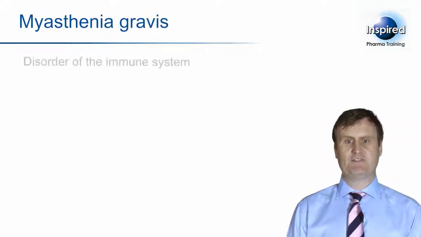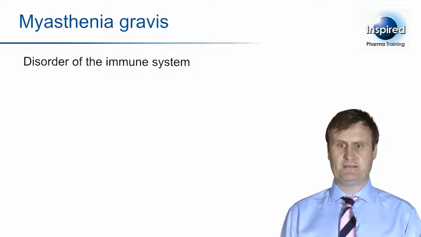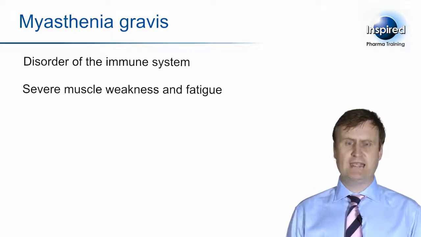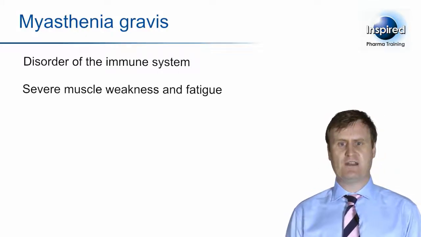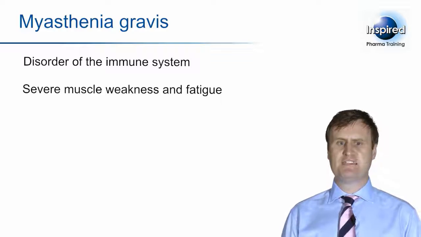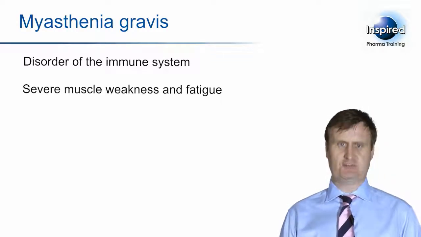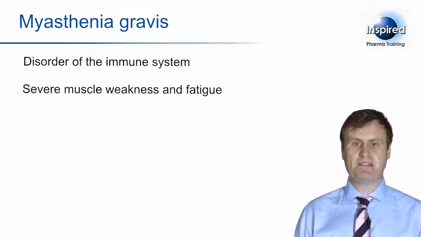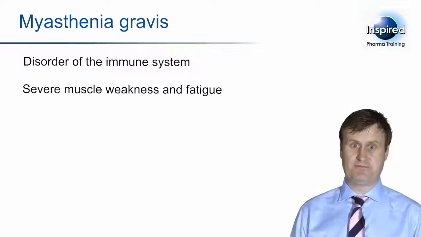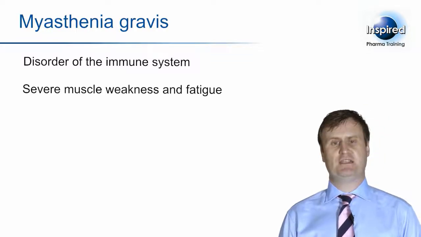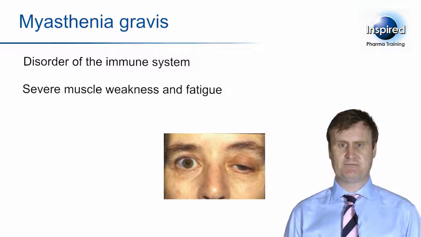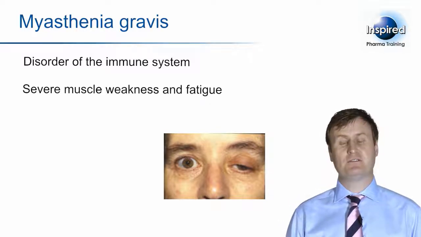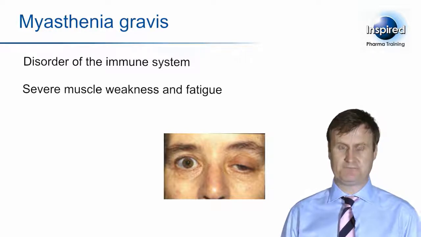Myasthenia gravis is a disorder of the immune system that is marked by severe muscle weakness and fatigue. It is caused by antibodies that gradually reduce the number of receptors that stimulate muscle contraction. The main area of the disorder is focused on the muscles of the face and the throat. There may be double vision and drooping of the eyelids. Later, as throat muscles are involved, there may be difficulty in chewing and swallowing.